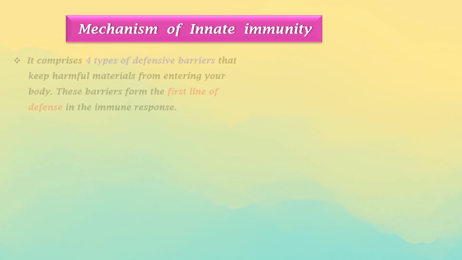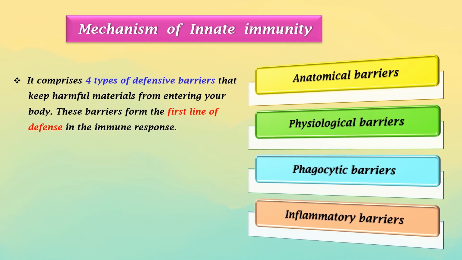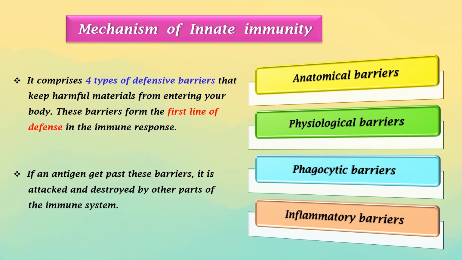Mechanism of innate immunity. It comprises 4 defensive barriers that keep harmful materials from entering your body, and they form the first line of defense mechanism in the immune response. It includes anatomical barriers, physiological barriers, phagocytic barriers, and inflammatory barriers. If an antigen crosses these barriers, it is attacked and destroyed by other parts of the immune system.